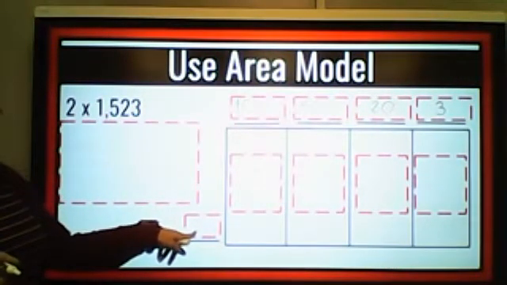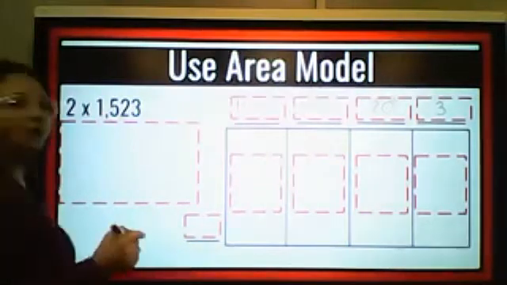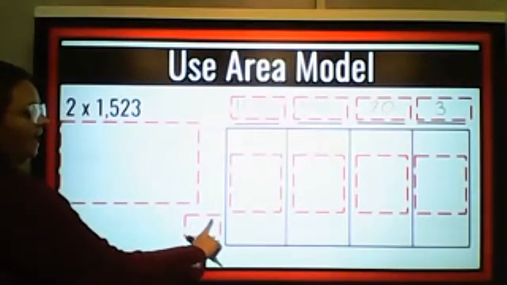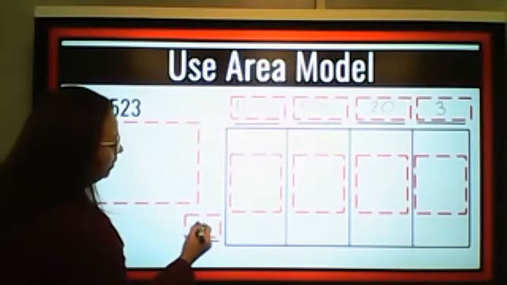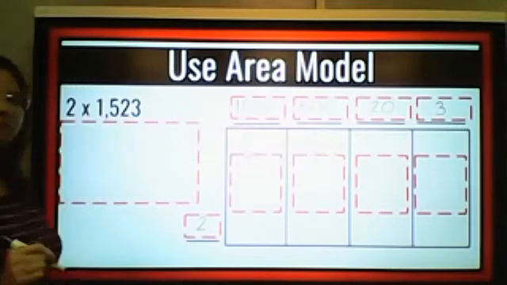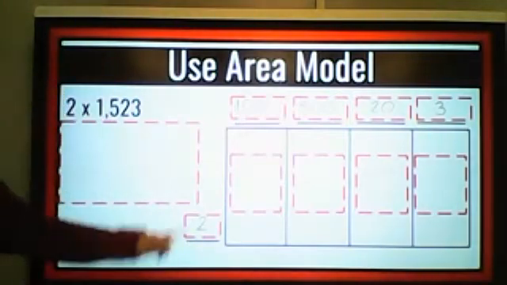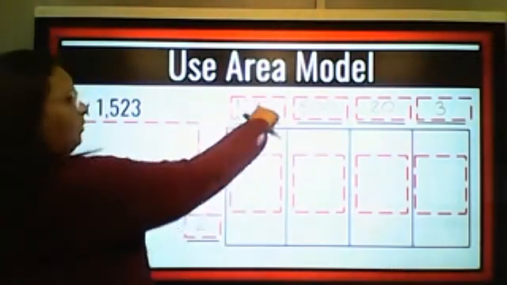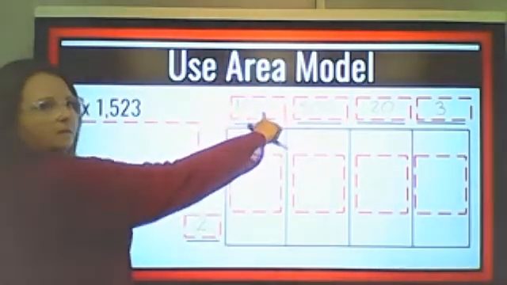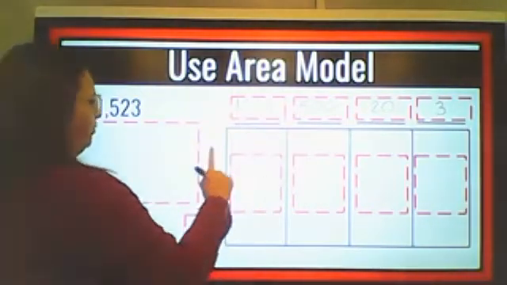And now what do I write here? What do I write here? No, I don't write 3,000 and something. I write a 2 right here. Okay, I write a 2 right there. Now, in this box, I'm going to take what's above the box and multiply it by 2.